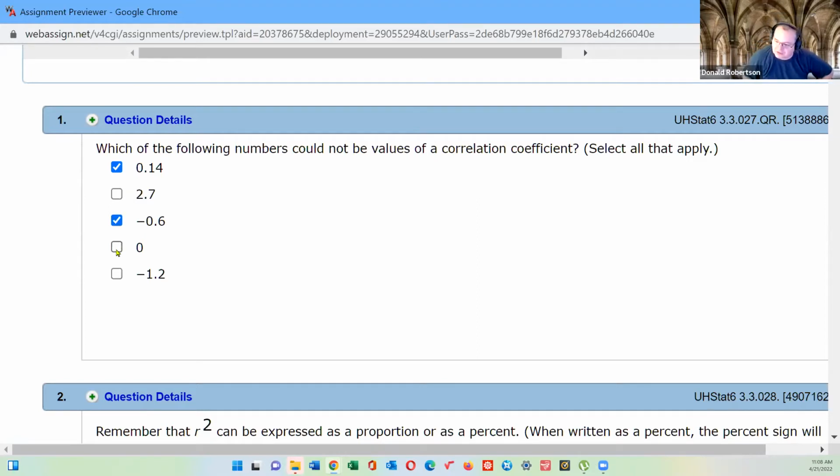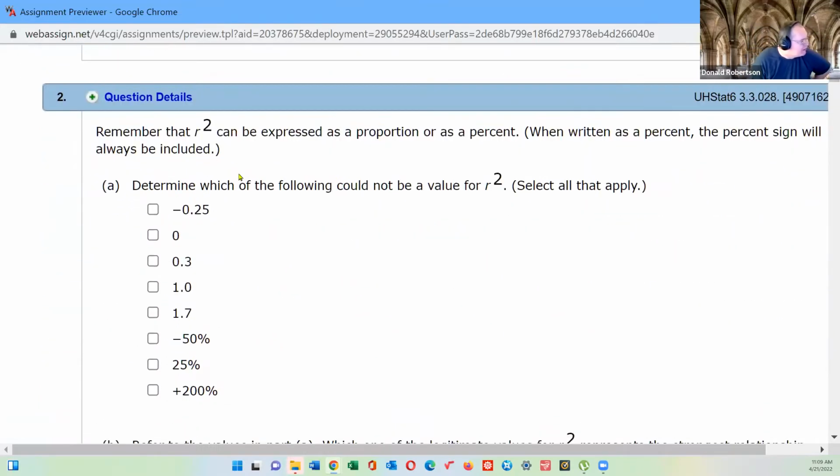0 can happen. Isn't a correlation of 0 just a whole load of dots that are going nowhere? What about -1.2 then? Could you get a correlation coefficient of -1.2? I'll take a head shake or a head nod if you don't want to talk. Okay, I see a head shake, so I agree.